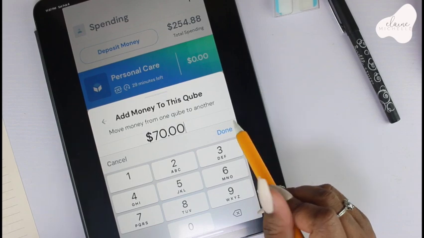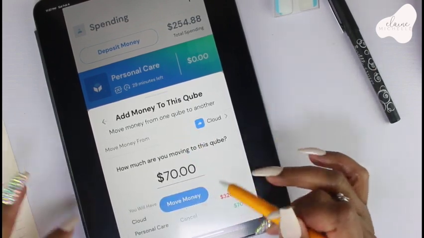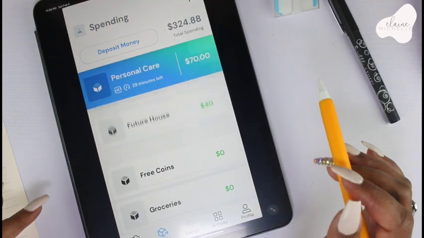Okay, that Nair Brazilian wax works pretty good. All right, so we put the $70 in there, and we're just going to move that money.